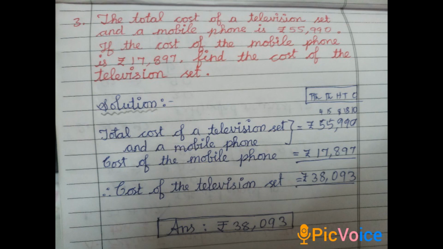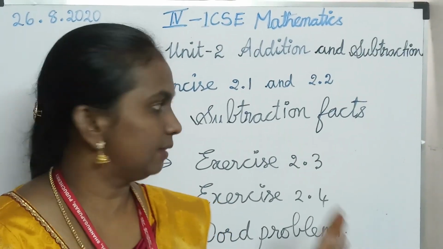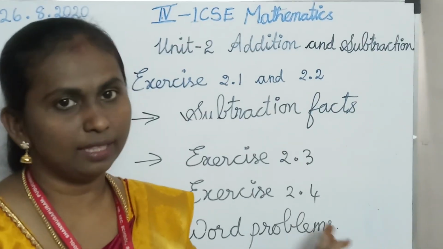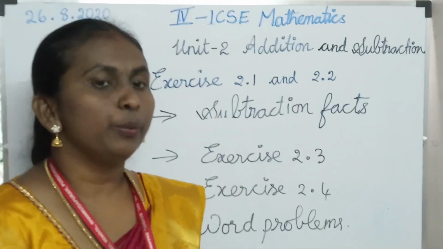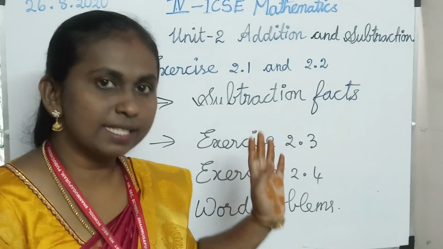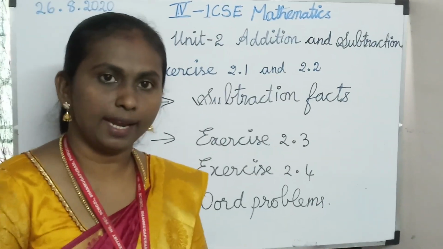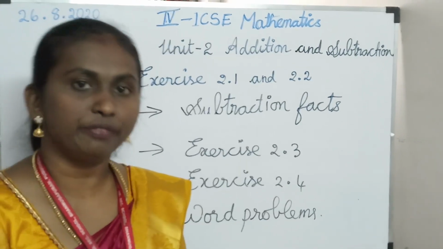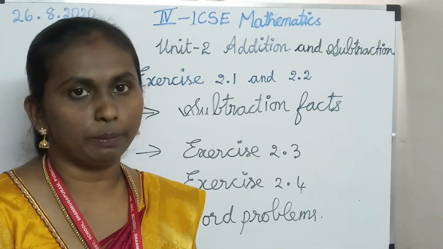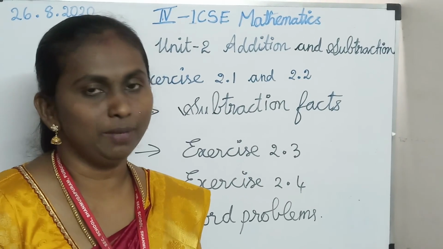That's all, children. We completed the 2.3 exercise and the 2.4 exercise. Today we started exercise 2.3 and 2.4 in the second unit. We read about the subtraction facts, subtraction of 4-digit and 5-digit numbers, and also we read about the subtraction word problems. I hope that you understand about the word problems and all.